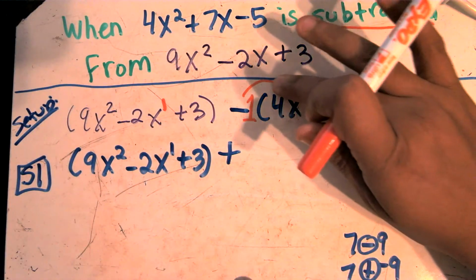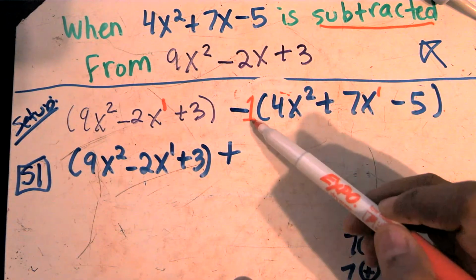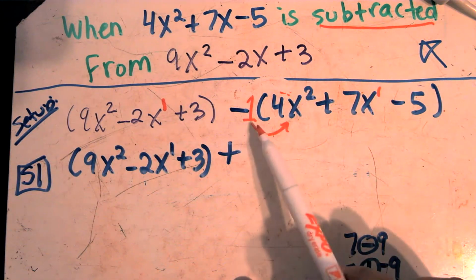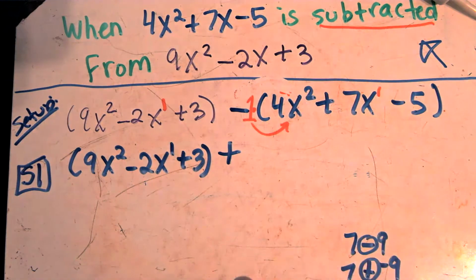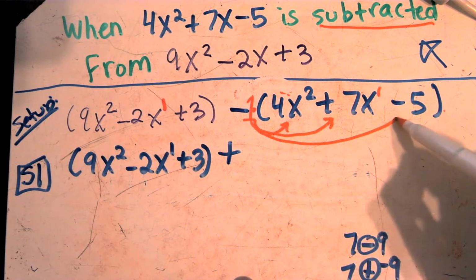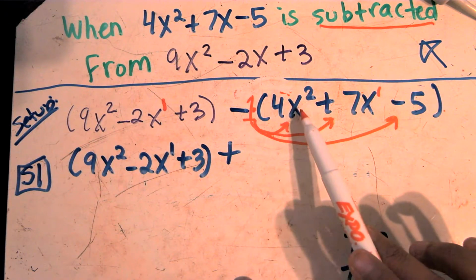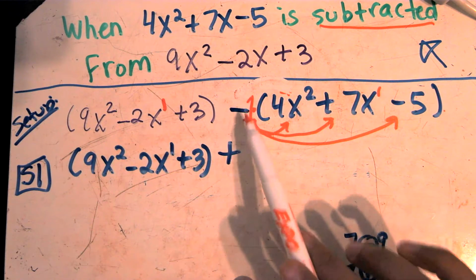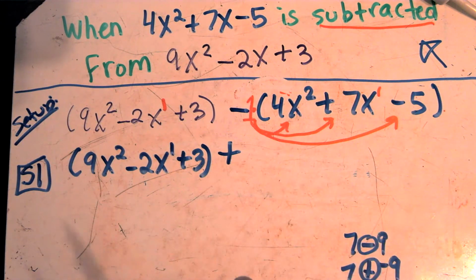Let me do the arrows underneath. And when we have the distributive property, that means that the number outside the parentheses has an invisible multiplication and it's being distributed to all the terms. So I'm not only multiplying the -1 to the 4x squared, but I'm also multiplying it to the 7x, and I'm also multiplying it to the -5.